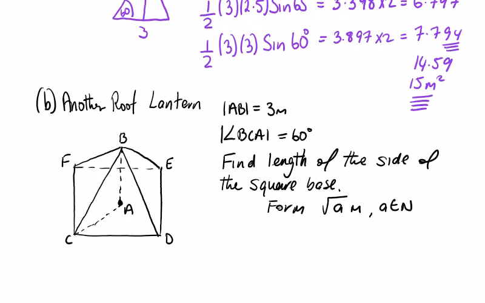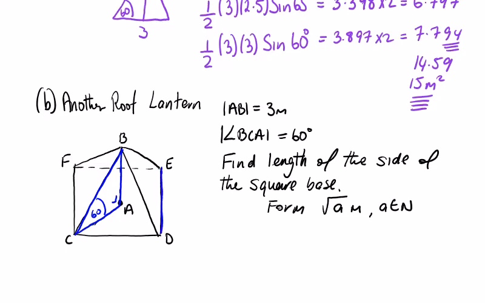Last part of this question, you're given a diagram of another roof lantern. AB is equal to 3. BCA is 60, so we're dealing with this triangle here. So we have a right angle, we have 60. Find the length of the side of the square base.